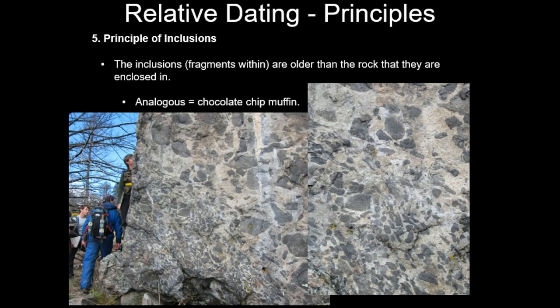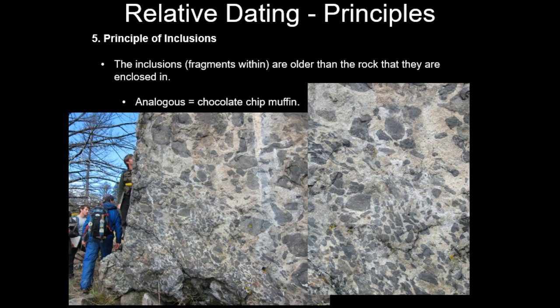So the fifth and last principle is the principle of inclusions. This principle states that if a rock mass contains inclusions, which are basically fragments of other rocks, then the inclusions are going to be older than the mass that they are contained within.